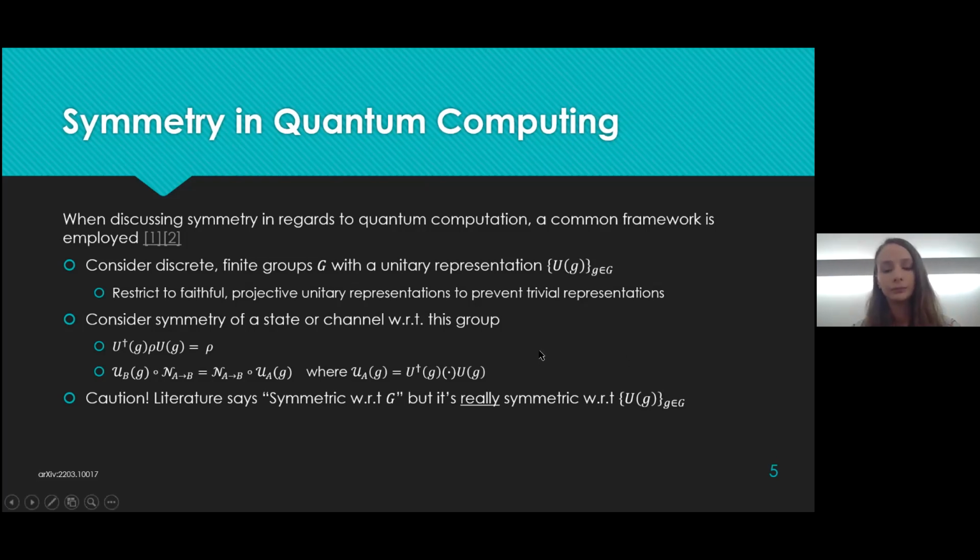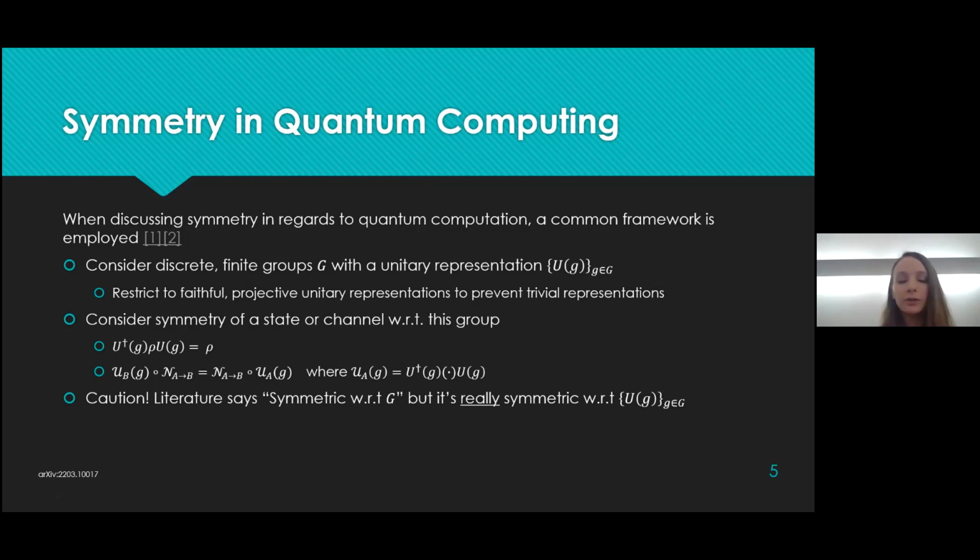I'm sorry, I heard a chat go off. Is that Zoom chat? I can't tell if Zoom chat's going off. No, there's nothing in the chat. Okay, cool. All right, I'll just continue on then.